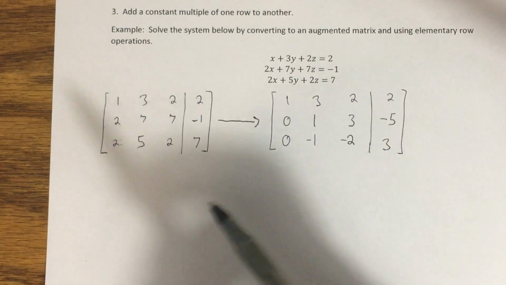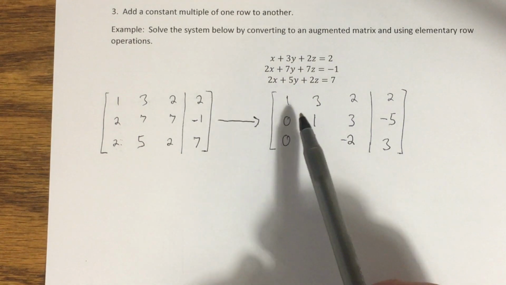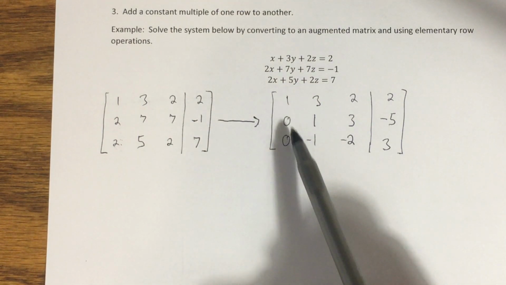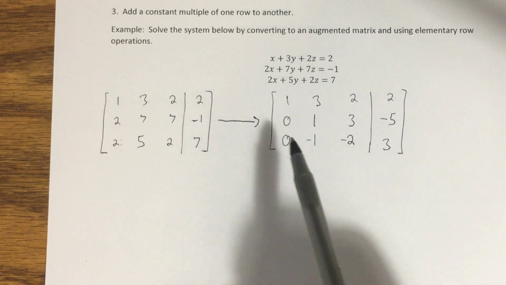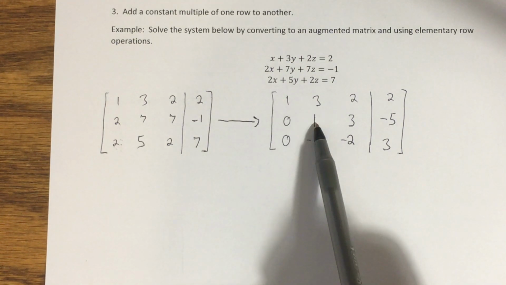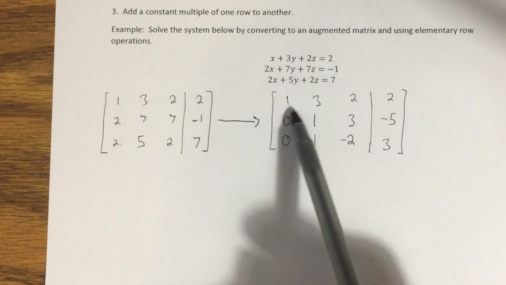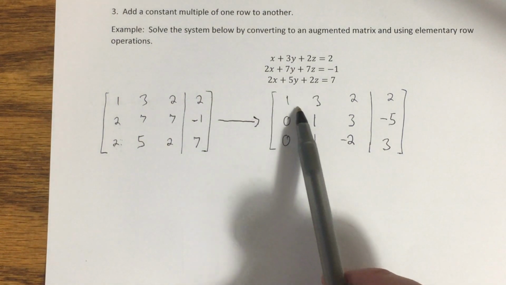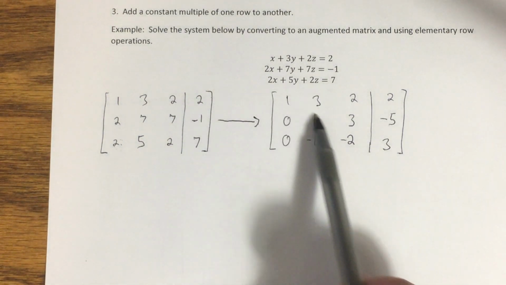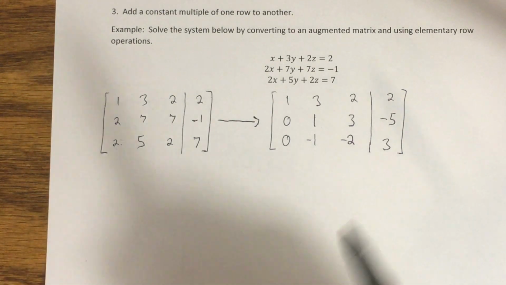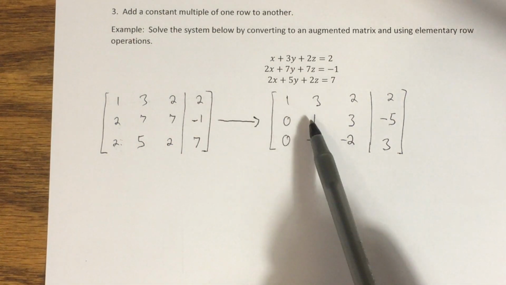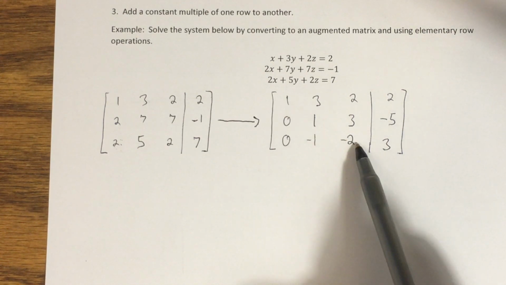Okay, so notice my first goal has been reached. I wanted to put zeros beneath this 1 right here. The next goal would be to get a 1 here. Ultimately, what I want is to get 1s along this diagonal right here. We're going to call that the main diagonal. That terminology is not really going to be important until section 1.3. But I'm aiming to get 1s along this diagonal.